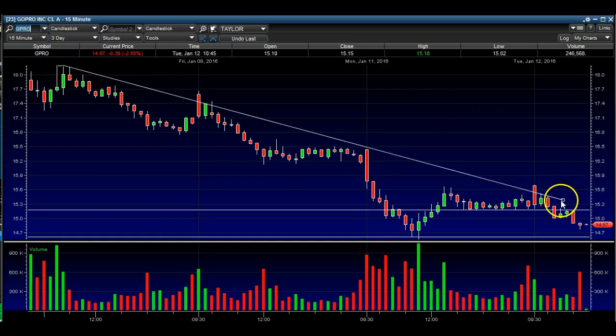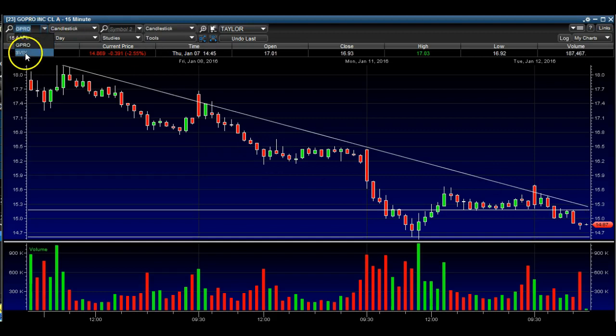All right, so GoPro, this is the 15-minute chart as well. So we've got this downtrend line right here, and then we broke below this support at about 1520. All right, looks like we're going to retest the lows from the other day at about 1465. We can use this 1520 level as a level of resistance to short against, and the downtrend line right there.